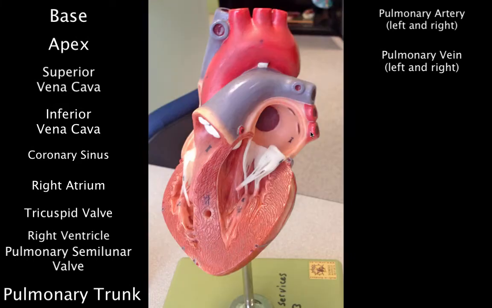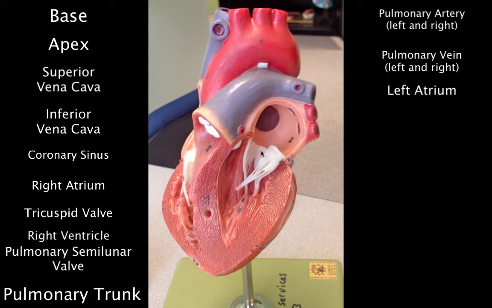Okay, and actually we can see 2 of them right here. These would be specifically the left pulmonary veins. Make sure for the exam that you know left and right, obviously, at all times. Name this chamber right here. That's going to be the left atrium.